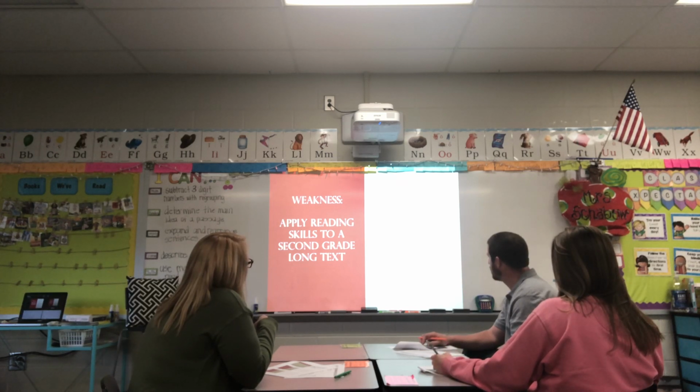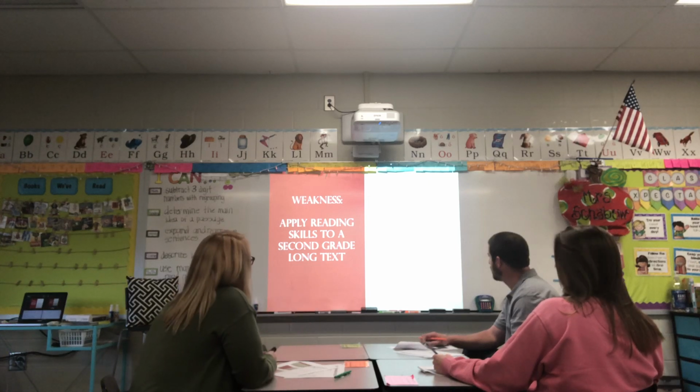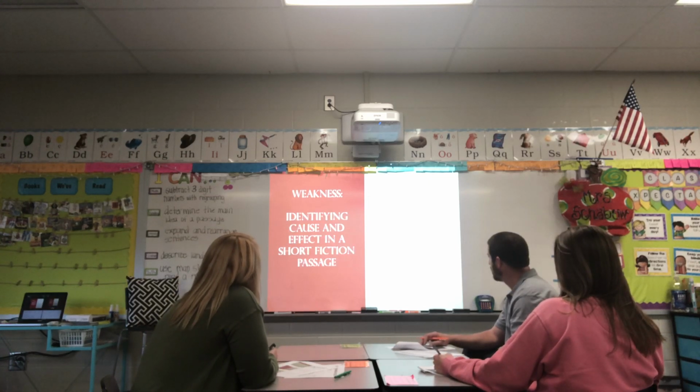We will implement reading logs to document their reading time and the book's level of difficulty, which relates back to the 5-finger rule. Are they choosing appropriate books to help build that stamina?